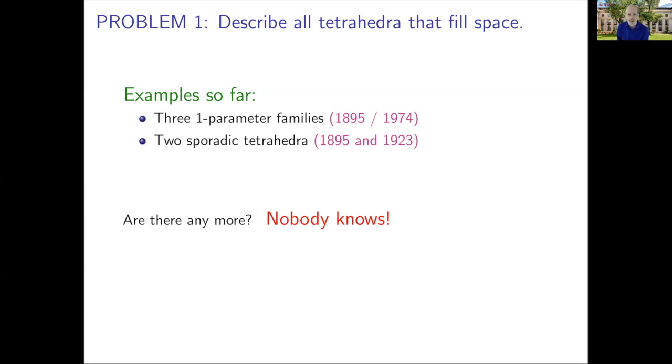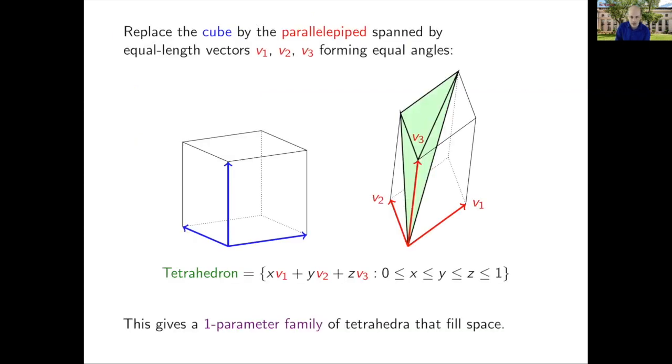Can I ask a question? Yeah, go ahead. Can you say a word about why the 1-parameter families depend on 1 parameter? Oh, okay. So the question is why there's 1 parameter here. One way to think about the parameter is the angle between two of these vectors. In the cube, the angle was 90 degrees. But as I close up the tripod, that angle is what I can use to describe which tetrahedron I'm talking about.